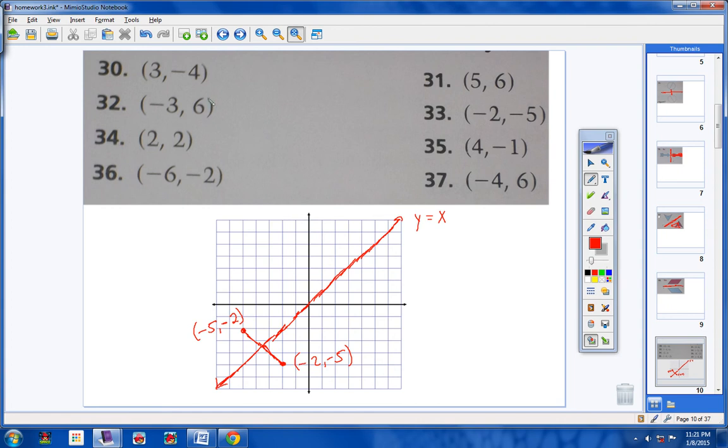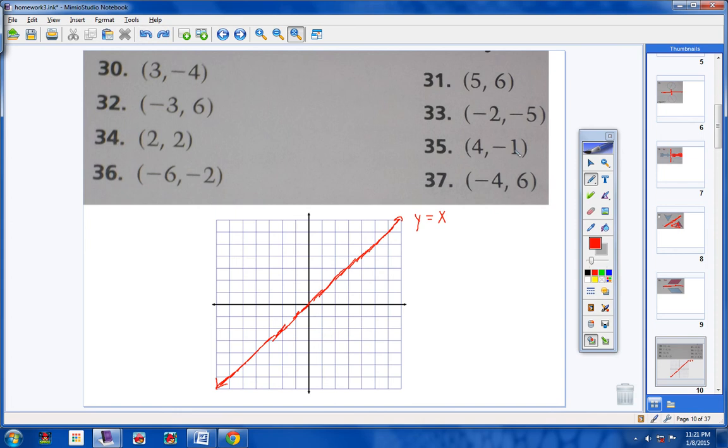Okay, let's try another one here. Let's try number 34. No, number 34 is not going to have an answer, okay, because 34 falls right on the line. So here we go, 34 is (2, 2), right here. So if that point falls right on the line, how can I reflect it in the line? I can't, so there's nothing I can do.